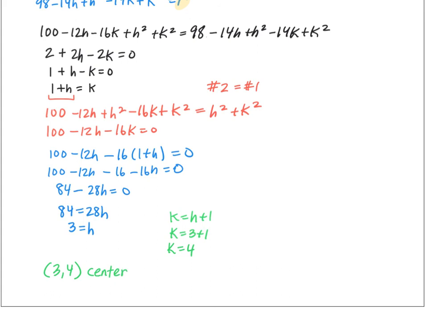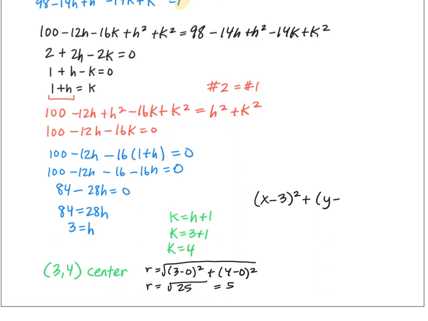So now I just need the radius. And the radius, I can use any of the original points. I'm going to use the 0, 0 because why not? That's an easier one in the center. So that gives me (3 minus 0) squared plus (4 minus 0) squared. So that's the square root of 25. So it's 5. Alright, so my equation would be (x minus 3) squared plus (y minus 4) squared equal to 25.